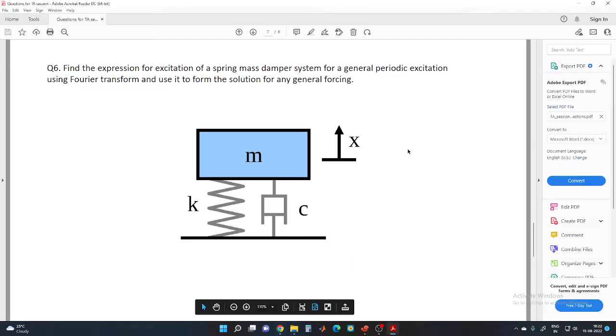So this is the question we are discussing right now. What we do is we have the spring mass system, mass, stiffness, and damping. All three are there. The upward direction is taken as positive x, and upward is also the force which we take as positive. So we have to find the expression for any periodic excitation and use Fourier transform to form the solution.